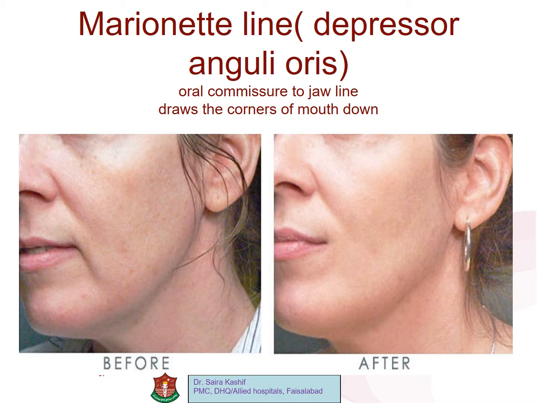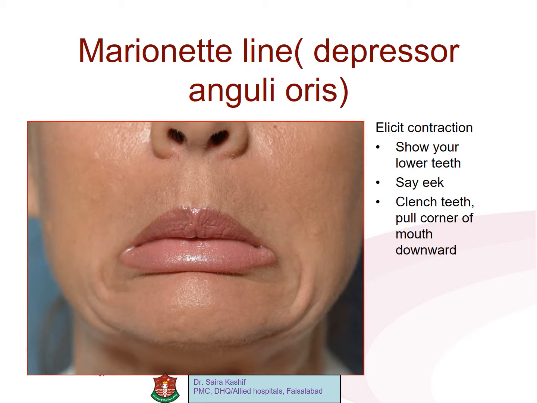Next is the marionette line. Which muscle is responsible for the marionette line? Depressor anguli oris, which draws the corner of the mouth downward. Here is the line running downward from the oral commissure to the jawline. So, how can you elicit the contraction? Ask the patient to show the lower teeth. Here you can see this muscle, depressor anguli oris.